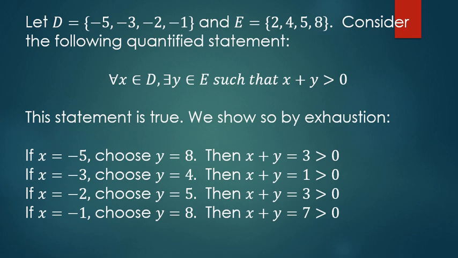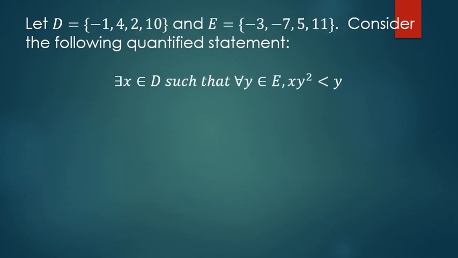So this is how we show that a for all, there exists multiply quantified statement is true. You go through every possible choice of x in D. Given that arbitrary, in quotes, arbitrary choice of x in D, you pick a y value in E such that those two values will make your given predicate true.